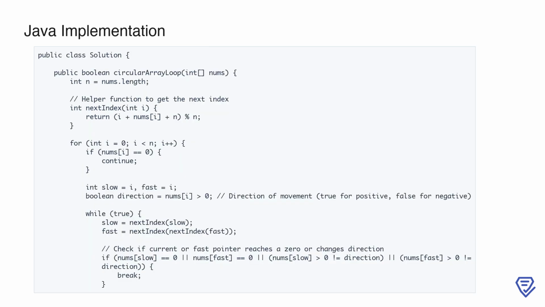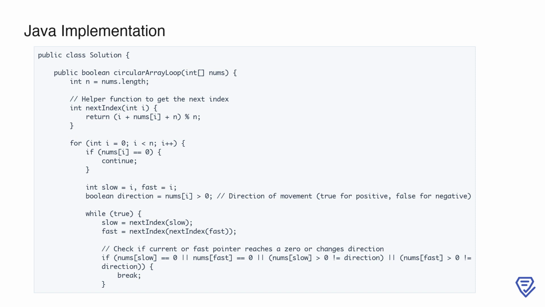Here, we begin by defining the circular array loop method, which takes an integer array nums as input. The length of the array is stored in n. To simplify navigation through the array, we define a helper function nextIndex that calculates the next index in a circular manner. This is done by adding the current value at index i to i, then ensuring the result wraps around within the bounds of the array using modulo n.